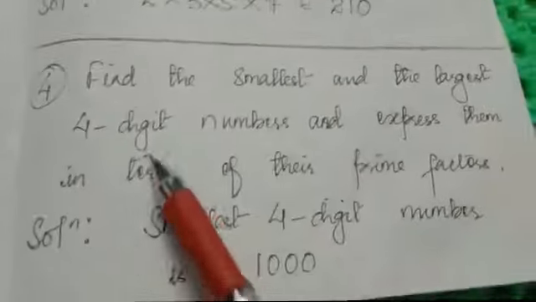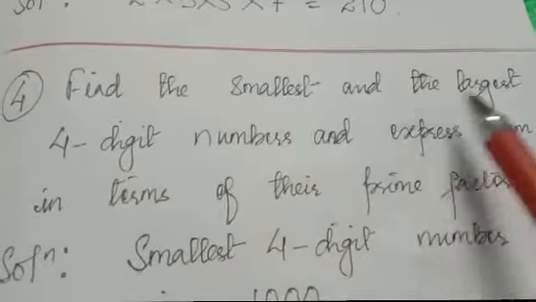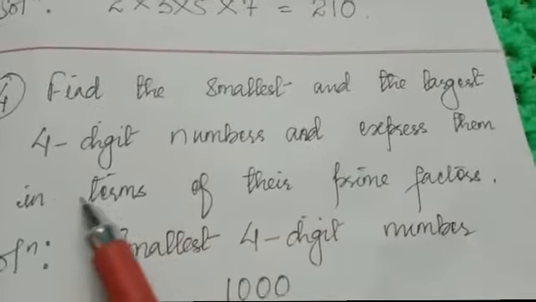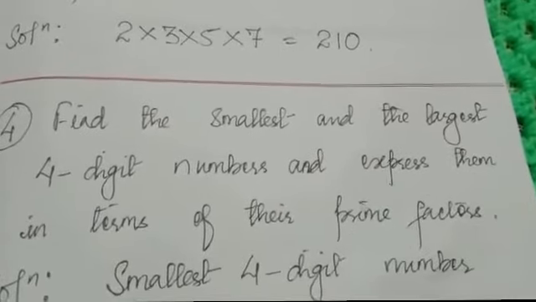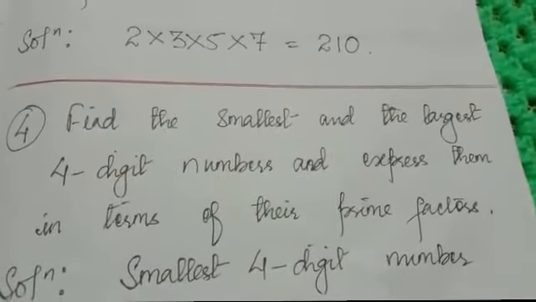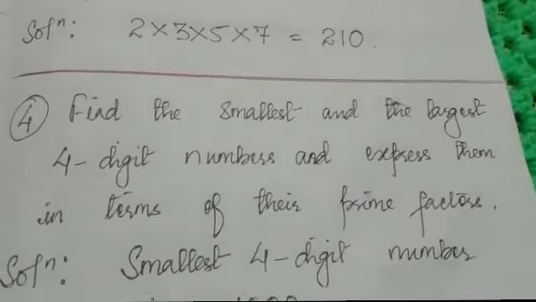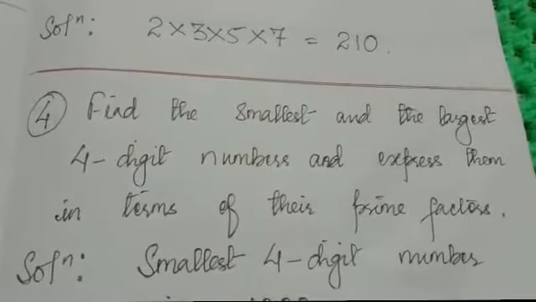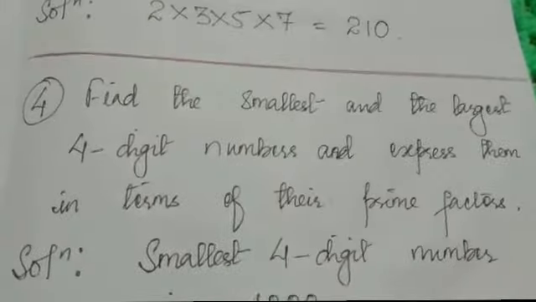Now next question is question number 4. Find the smallest and the largest 4-digit numbers and express them in terms of their prime factors. First, you should know which is the smallest 4-digit number and largest 4-digit number. After that, you have to find the factors of both, and you have to write in this form. Like this you have to write.